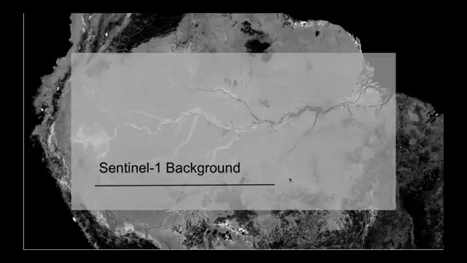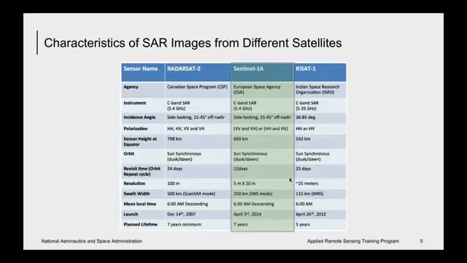So we'll start with the Sentinel-1 background. This table shows the characteristics of several SAR sensors, and the column highlighted in green is what you should note. This contains a summary of the characteristics of Sentinel-1. As mentioned, this is a C-band SAR with either VV and VH or HH and HV polarizations. It depends on which mode you're using, which we'll cover next.